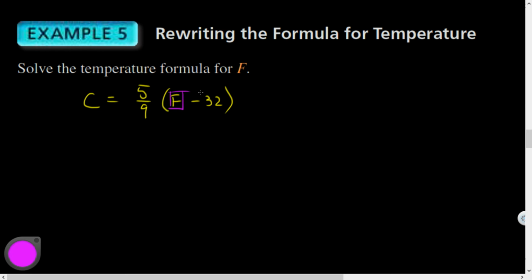So I'm trying to solve for the F. Now, there's a couple different ways you could do this. I could distribute 5/9. Don't worry, it's going to get better. You're going to get stronger. I could distribute 5/9, but then we're going to have some more fractions here. Instead, I'm going to multiply by the reciprocal of this. I'm going to multiply both sides by 9/5.